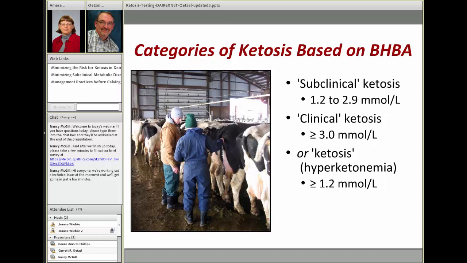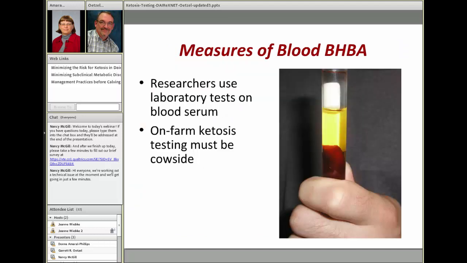Looking at data I've collected in the past, we're going to have maybe 3 to 5 or 7% of our ketotic cows in that clinical category. Varies by herd. Some herds rarely put cows up that high. The herds that have more trouble might have quite a few, pushing toward 10%. So how are we going to measure this blood BHBA? So researchers, we use laboratory tests, we use serum, that's our gold standard, put it on a fancy machine.